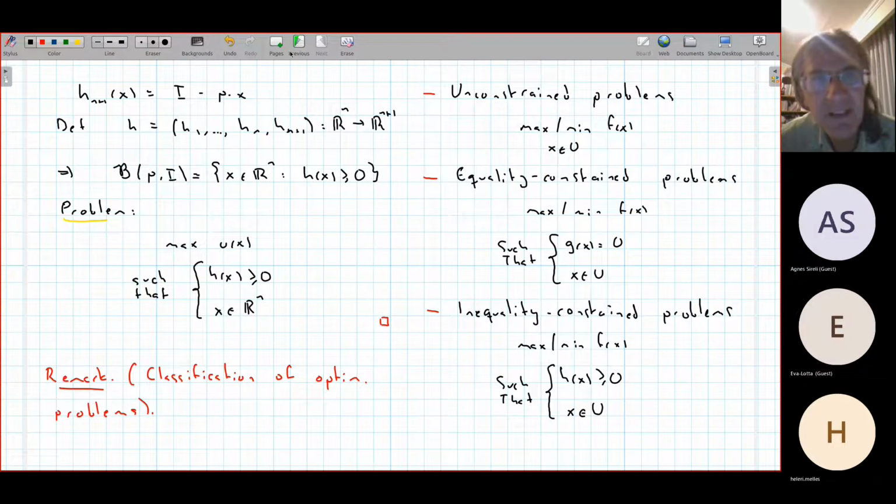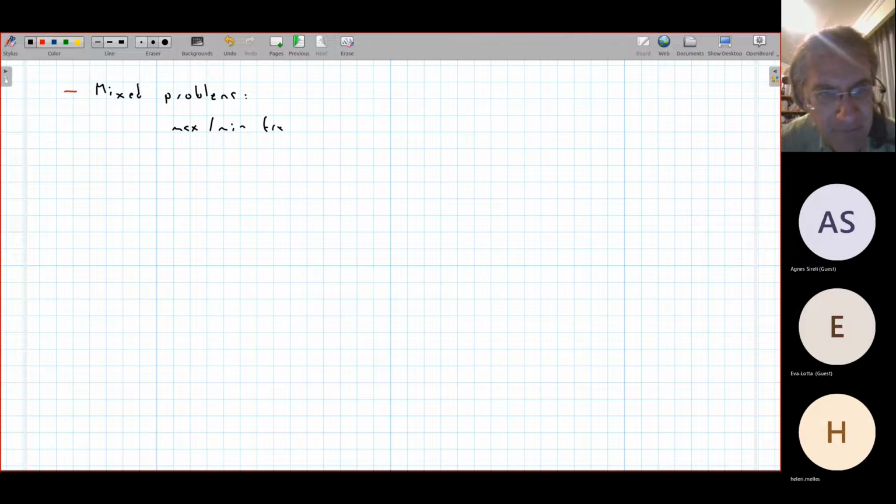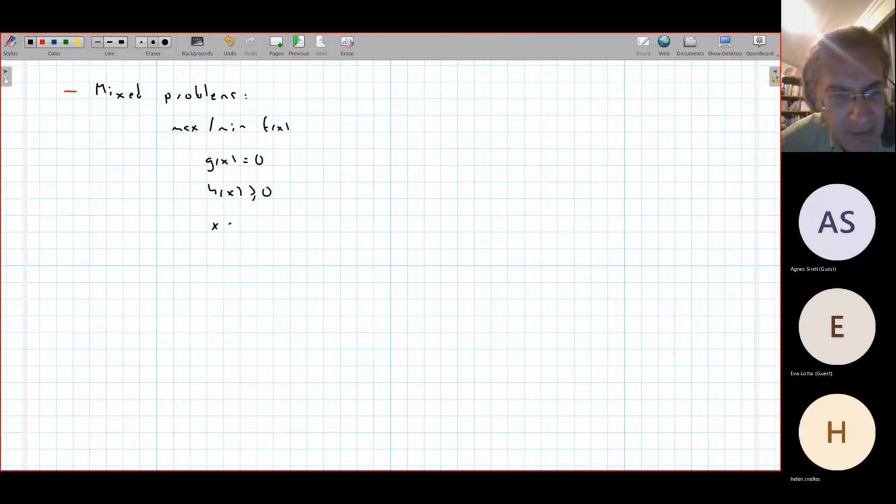Okay, so the last type of problems in optimization are a mixture of these last two problems. And I'm going to mention that on the next page. So they are what we call exactly mixed problems, which are problems of the form: maximize or minimize a function f of x. And the conditions are g of x is equal to 0, h of x greater than or equal to 0, and x is in U.